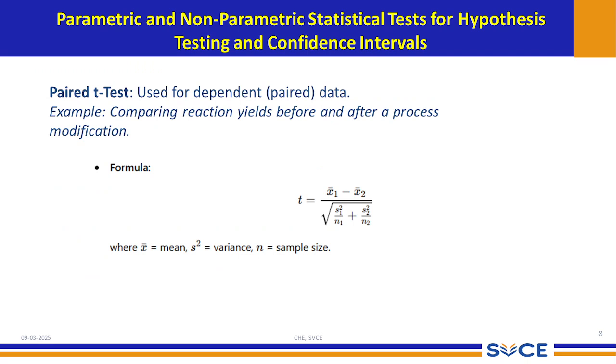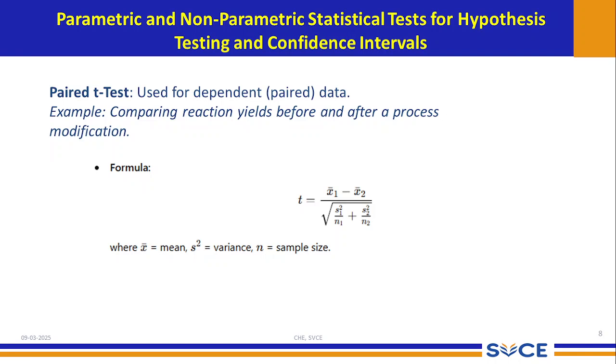So, comparing the reaction yield before and after the process modification. Let us imagine you have a reactor, and I just want to vary the reaction process modification. So in that case, before and after, how much is the variation? Then we will go for a paired t-test.